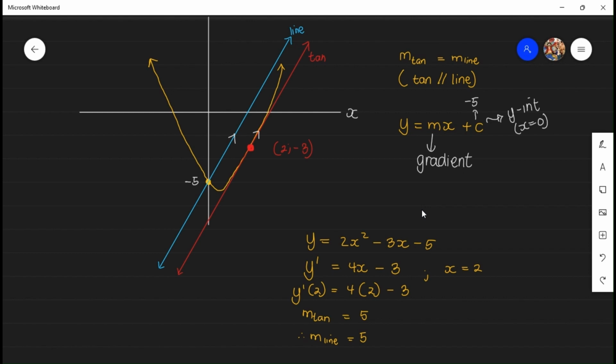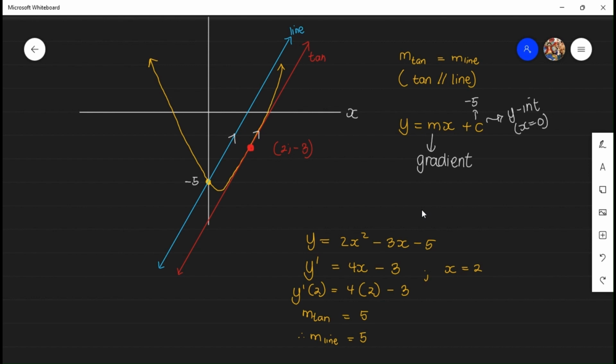We know that we are able to calculate the gradient of the curve using calculus. We can derive the equation of the curve to give us the equation of the gradient, keeping in mind that the gradient of the curve is continuously changing. However, the gradient of the tangent is constant. So we were able to find the gradient of the curve at the point x equals 2, and the gradient of the curve at the point x equals 2 is the gradient of the tangent, the whole tangent, keeping in mind that a tangent is a straight line, therefore it has a constant gradient.